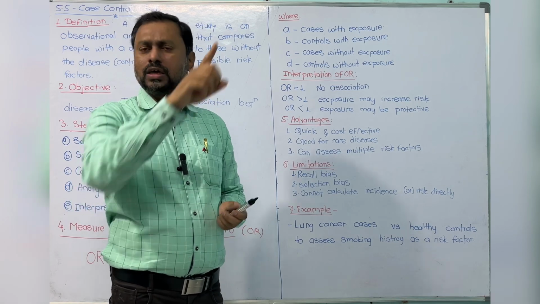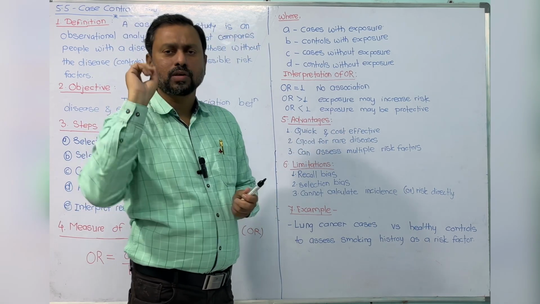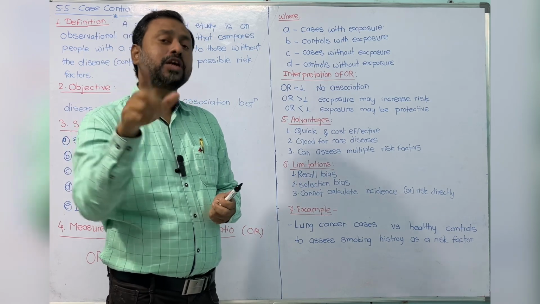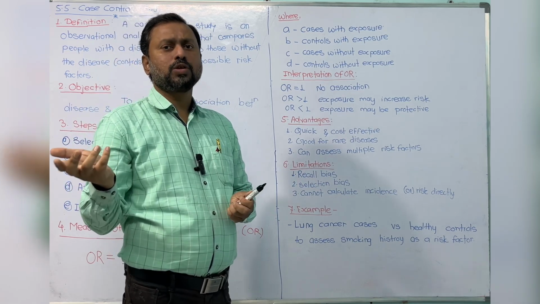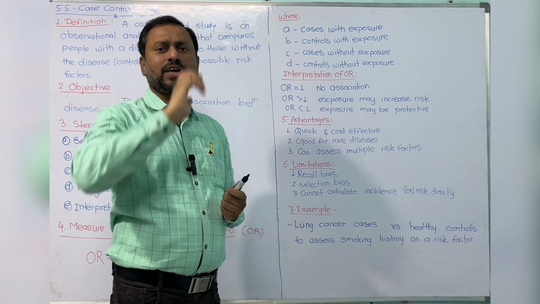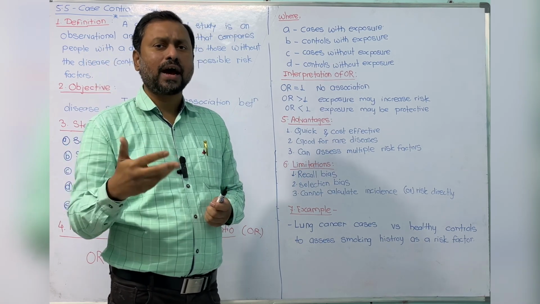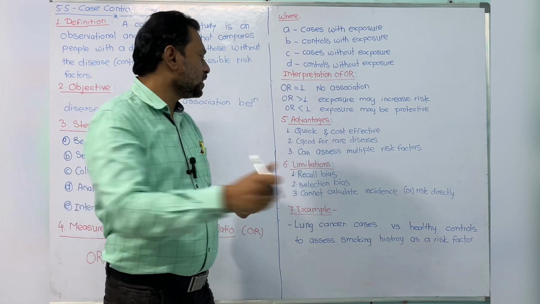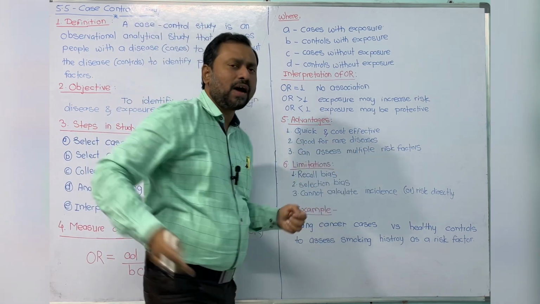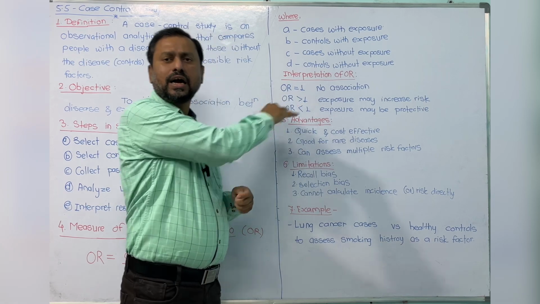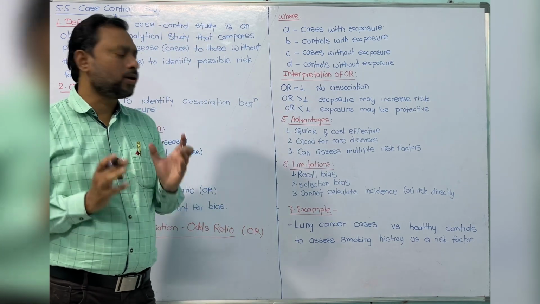Suppose just now I told that due to the chemical industries, cancer is produced in that area. It may be the chance of smoking, it may be the chance of some other air pollution, it may be the chance of some vehicles, due to that pollution it is coming. So many other factors may be there. Okay, that also, multiple risk factors in a single study we can assess in this case. This is the advantages of this case control study.